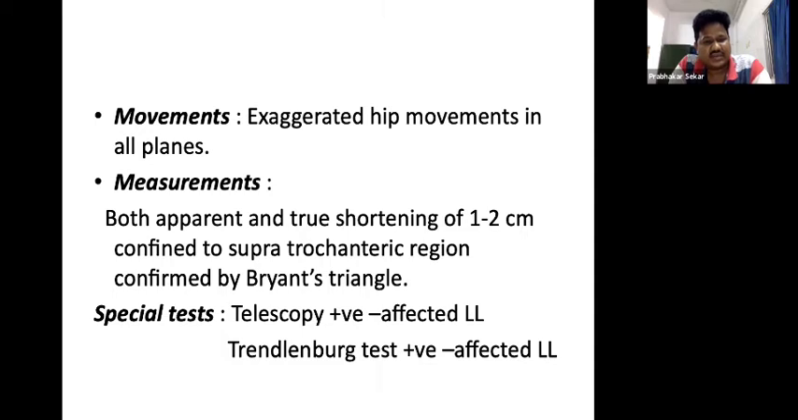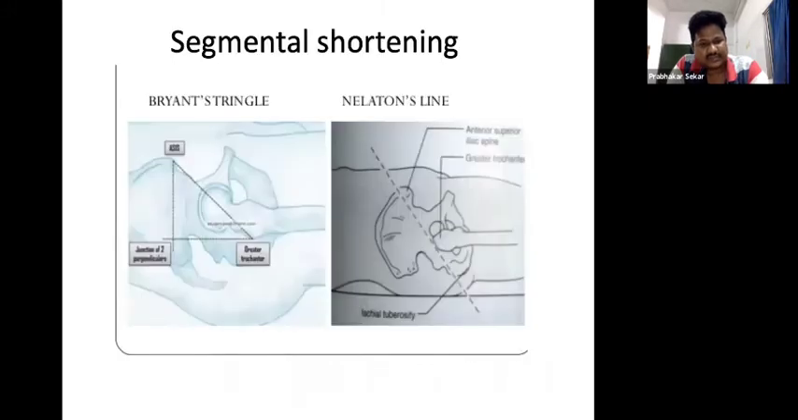Here there are exaggerated movements in all planes, and you have to measure the apparent as well as true shortening. Both are confined to the supratrochanteric region, which is confirmed by Bryant's triangle. Telescopy is positive in non-union neck of femur, and Trendelenburg is also positive.